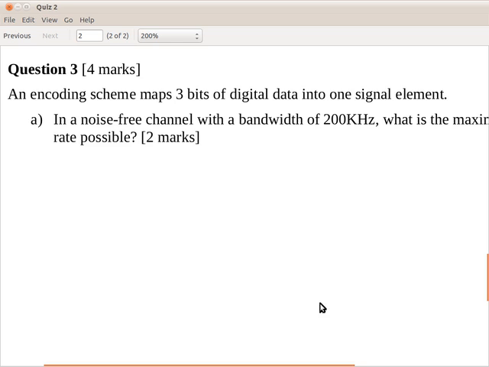The question says theoretical, because the Nyquist capacity and even the Shannon capacity give us a theoretical maximum data rate. In practice, there are other limitations that mean we cannot quite achieve that theoretical data rate. Well, they give us an upper limit. What is that upper limit in this case?